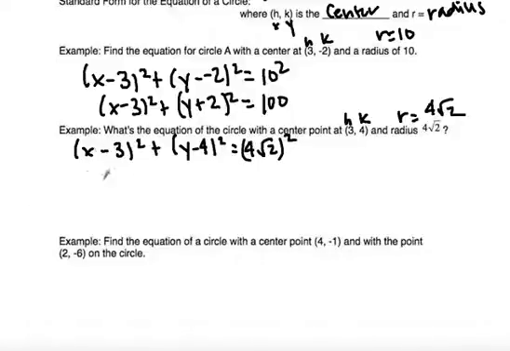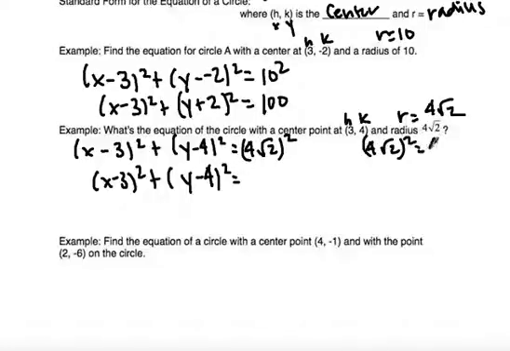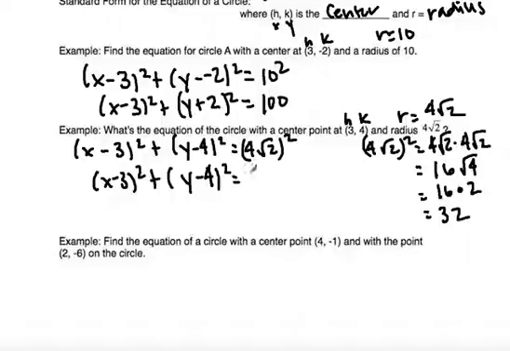The left side of the equal sign stays pretty well the same. But on the right side, (4√2) squared just means I have 4√2 times 4√2. Remember that I do my big numbers first, the numbers outside, so 4 times 4 gives me 16. Square root of 2 times square root of 2 gives me square root of 4, which is really just 2. So I have 16 times 2, which gives me 32.